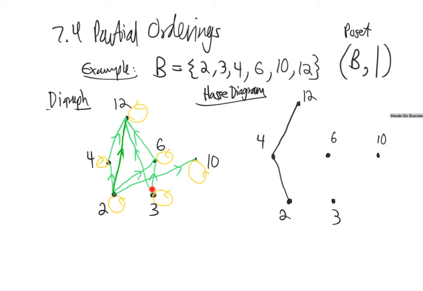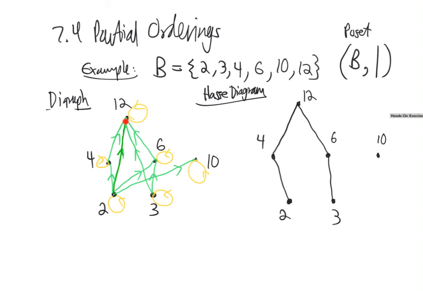Similarly, we have 3 to 6, 6 to 12, and then we have the 3 to 12, which is an edge that arises from the transitivity property, but we can leave that edge out since we have a way to get to 12 from 3 by going through 6. Now, what else do we have? We have another way to get to 12 from 2. We have 2 to 6 and 6 to 12. Notice 2 to 4, 4 to 12 gives us the 2 to 12 by transitivity.